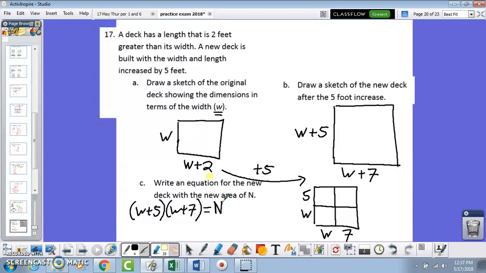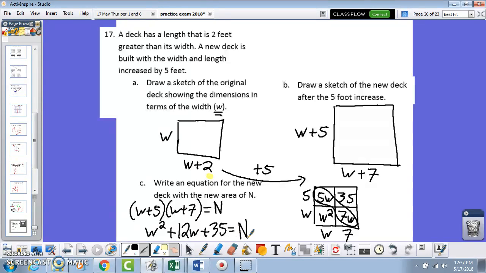Or you could say, all right, I'm going to write this in the expanded form. So this would be W times W, which is W squared, W times 5, which is 5W, and W times 7, which is 7W, and 7 times 5, which is 35. I can combine these like terms, and I would get W squared plus 12W plus 35 equals N.